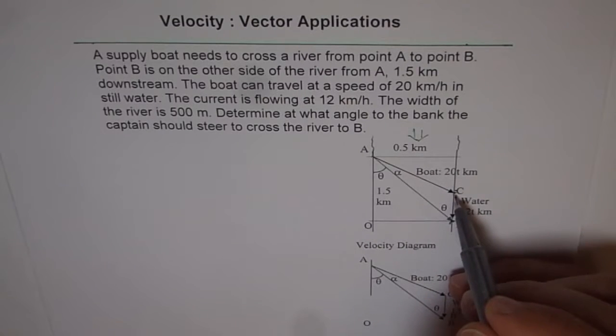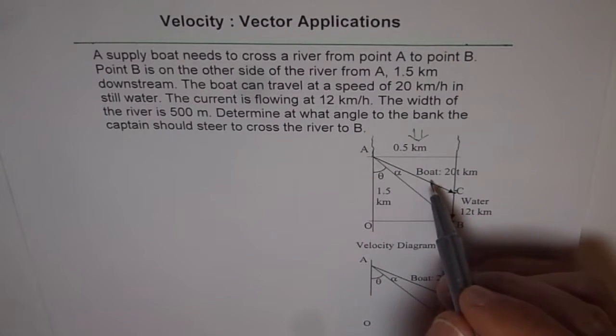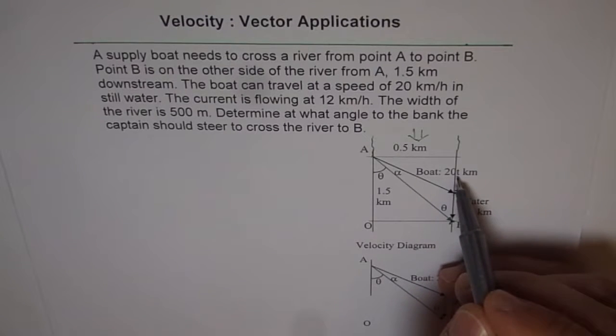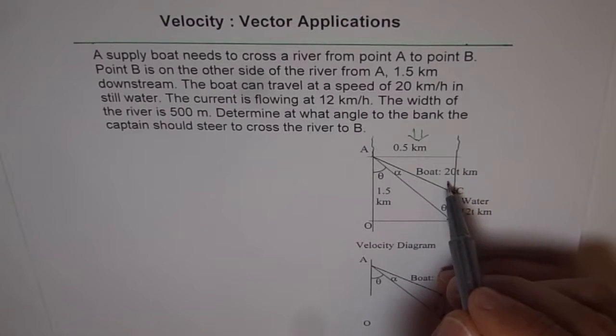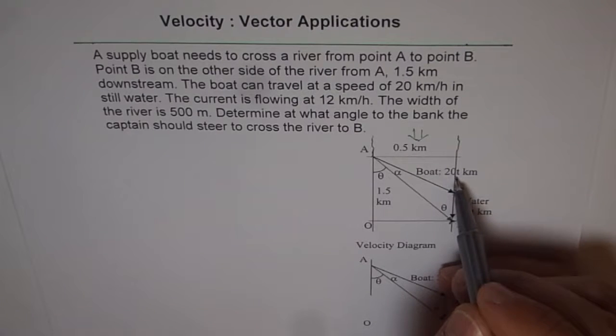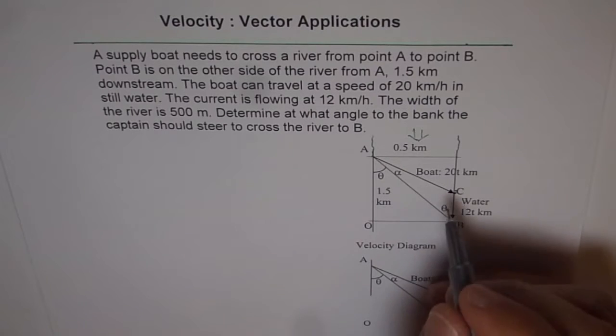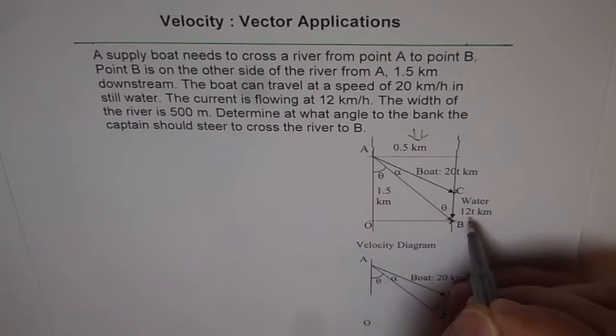A to C represents here the velocity of the boat. And I've written 20 times t and converted them to displacement. So now A to C represents displacement 20 times t, right? In 1 hour, the boat will cover 20 kilometers. Do you see that? That's the whole idea. t is 1, so 20 kilometers. And water will push it 12 kilometers down.